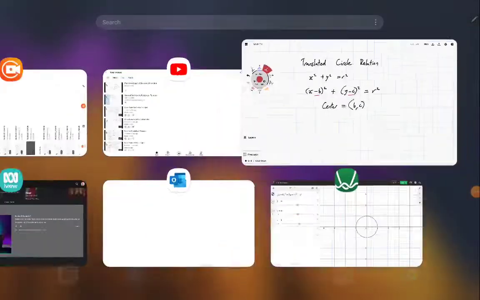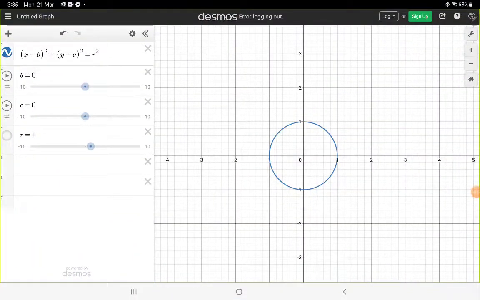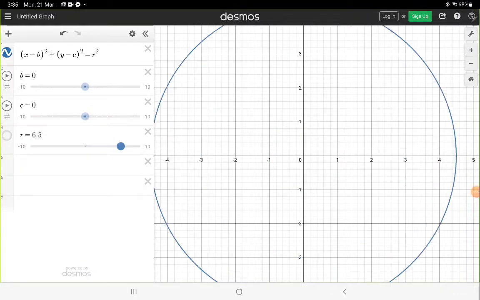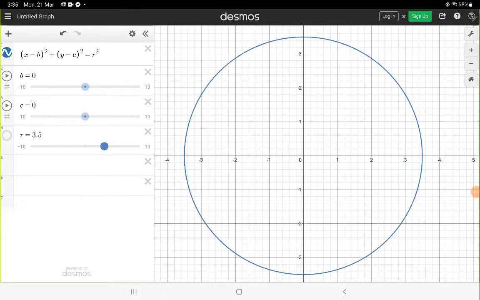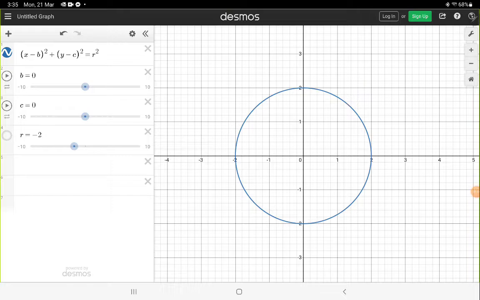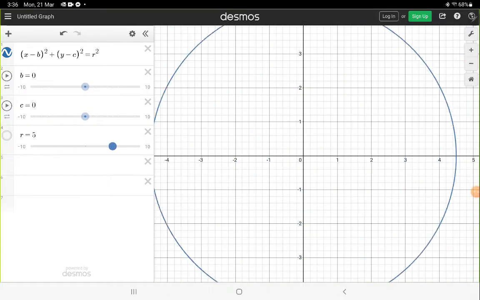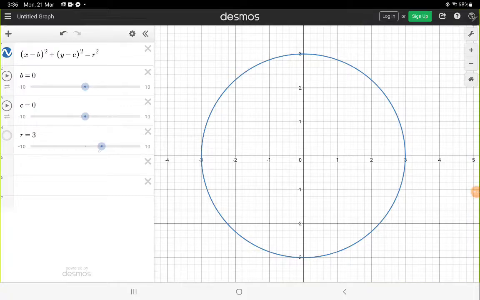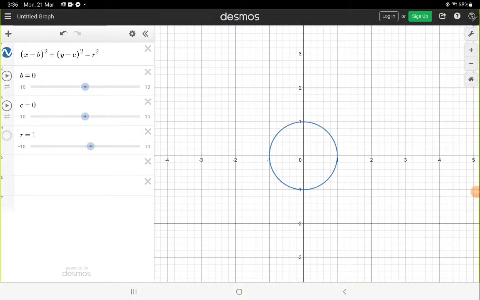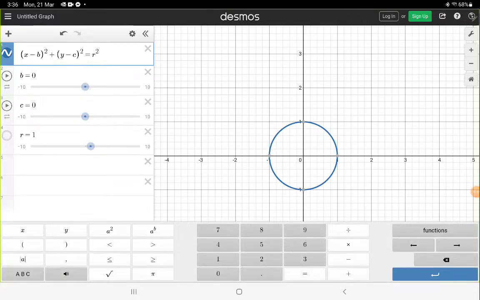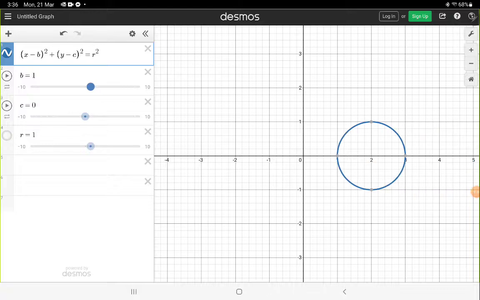If we jump into Desmos, we can actually have a play with it. So r, as I said last time, just changes the radius. You can think of having r as negative, but remember, the square of a negative is always going to be a positive. So we only ever really think of r as being positive radius. Negative radius is not really a thing. But let's see what happens when I change b. So b is the term affecting x, so as I move it to the right, it moves it to the right. As I make b negative, it moves us to the left.